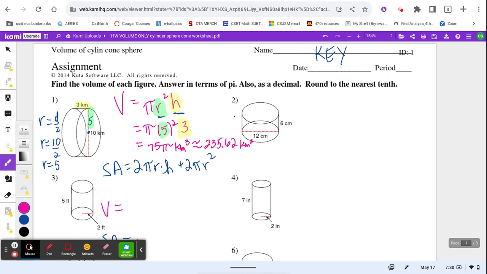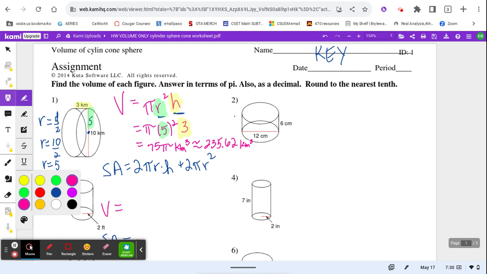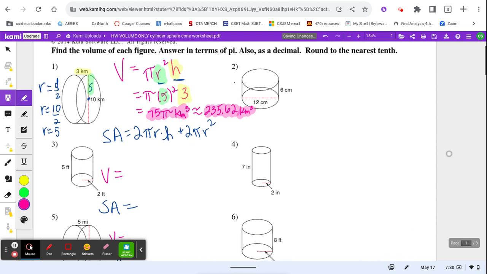That's our decimal or approximate answer. And why did I round 6.1 to 6.2? Because it had a 9 after it. Okay, so here is our exact answer. Here is our approximate answer. And we move to the next one.